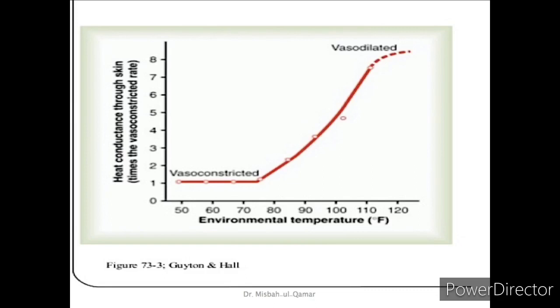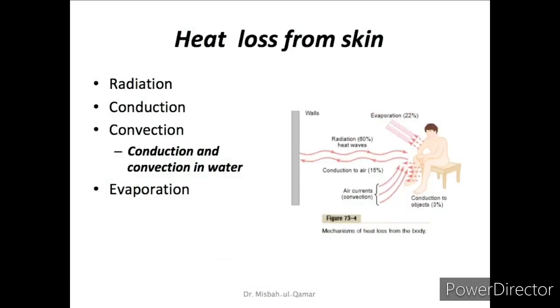Now I will tell you the basic physics of how heat is lost from the skin surface. You see, there are certain mechanisms through which heat is lost, and these are radiation, conduction, convection, and evaporation. The first three of these mechanisms require a temperature gradient to exist between skin and the environment.